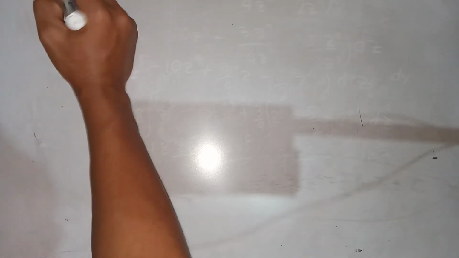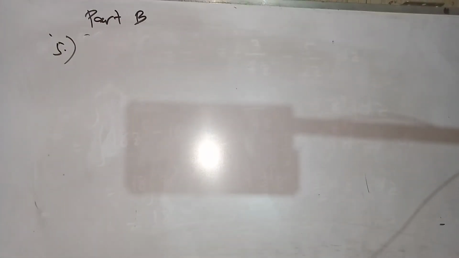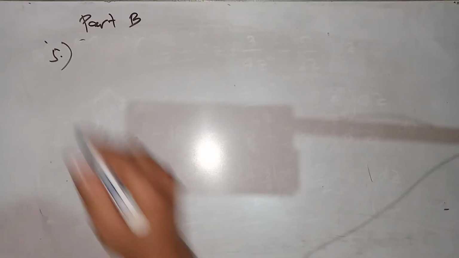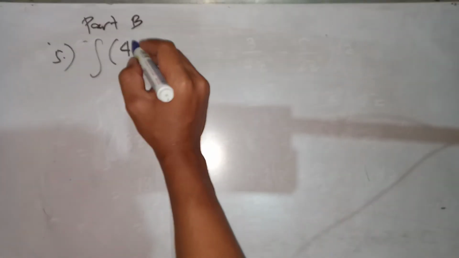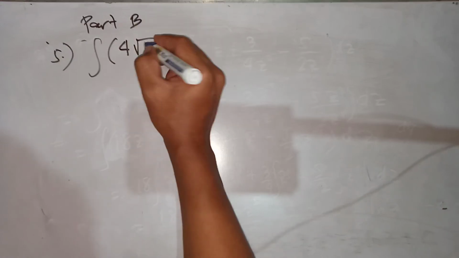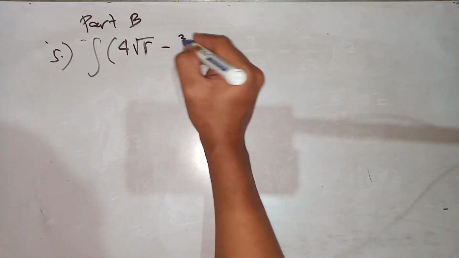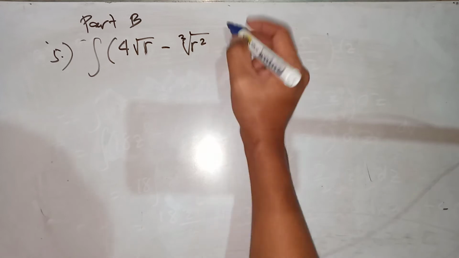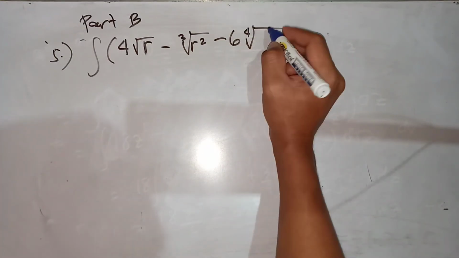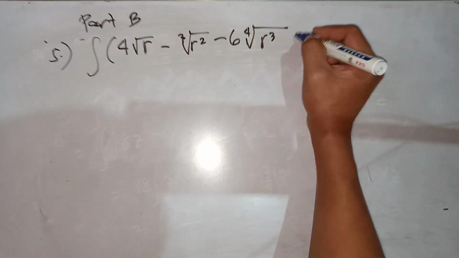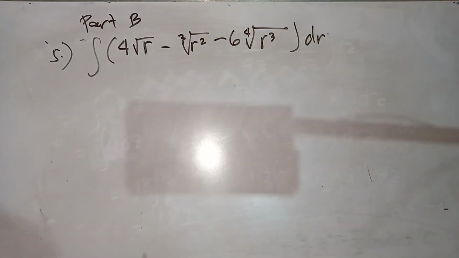Well, let's proceed to item number 5. This is for part B. Item number 5. If we have this integration of 4 square root of r minus cube root of r squared minus 6 fourth root of r squared dr.